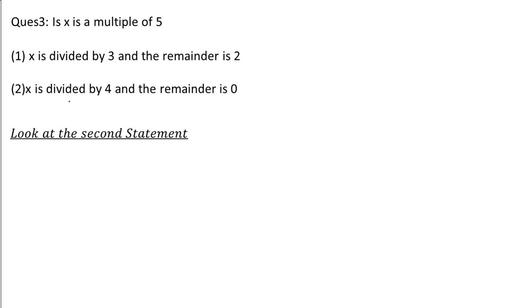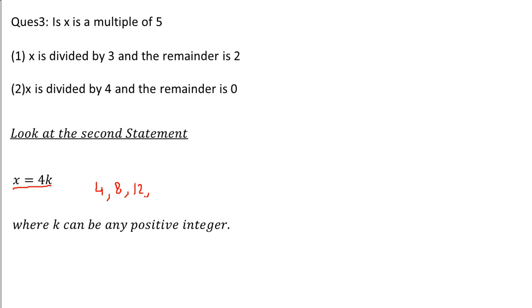It says when x is divided by 4, the remainder is 0. Again, this tells that x is a number of the form 4k, where k is a positive integer. Now x can be of the form 4, 8, 12, 16, 20 and so on. So an AP now with a common difference of 4.